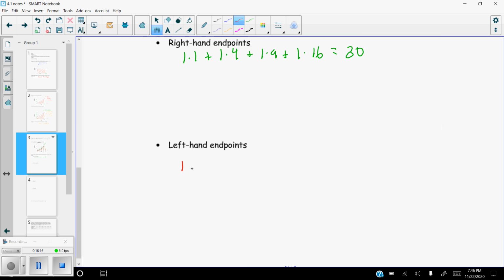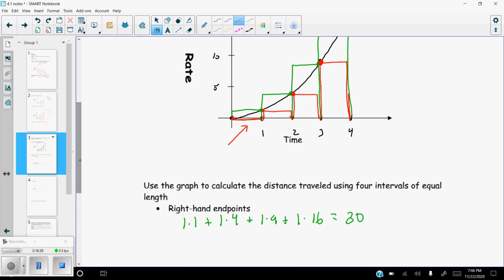So the first one is going to be a base of 1, height of 0. Base of 1, height of 1. Base of 1, height of 4. Base of 1, height of 9. And that's the last one that I have here. Base of 1, height of 9, because I can't go any further to the right past 4.